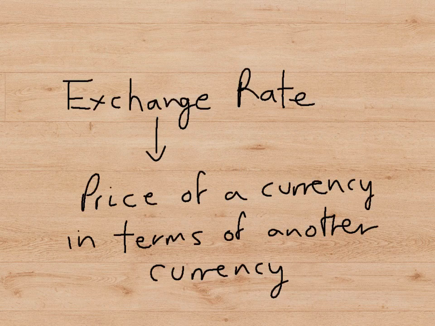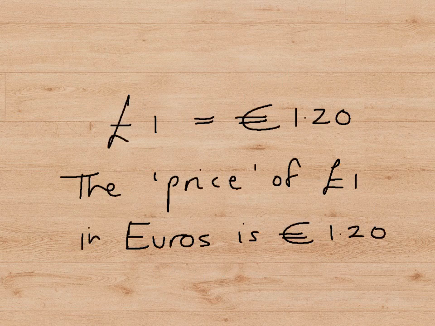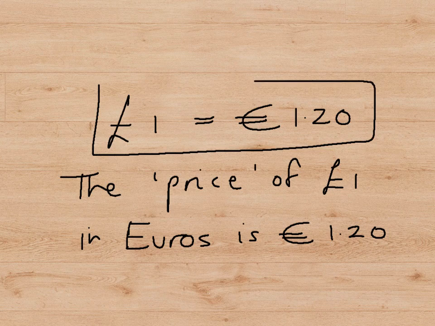The exchange rate can be defined as the price of a currency in terms of another currency. This is the best way to look at the exchange rate. For example, if £1 equals €1.20, that is the exchange rate of the pound against the euro. It can also be seen as the price of £1 in terms of euros. So we can say that the price of a pound in euros is 1.20.